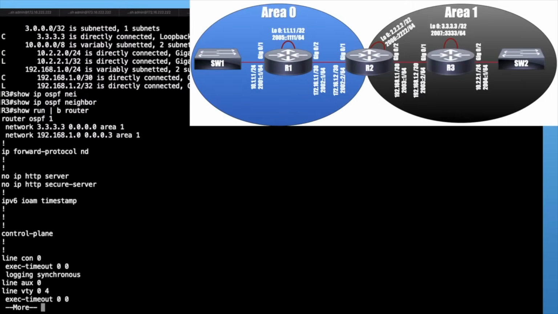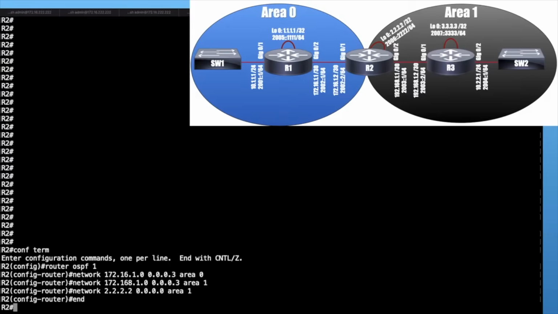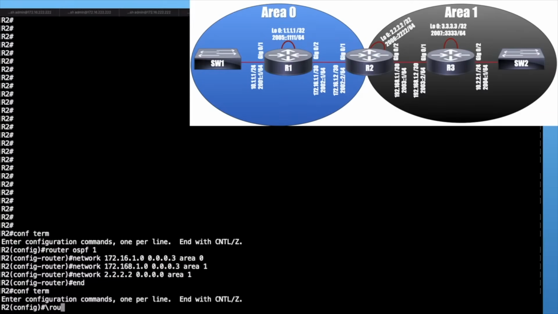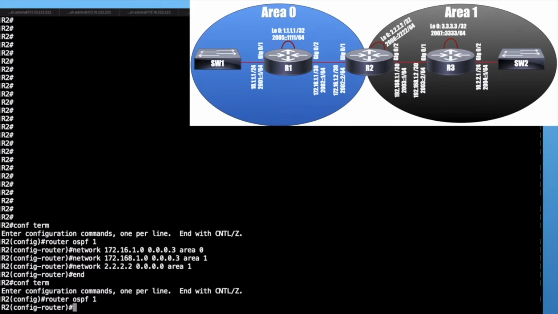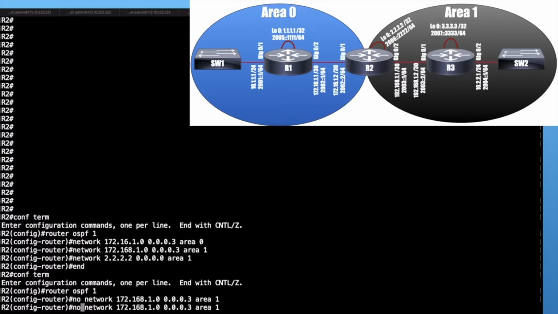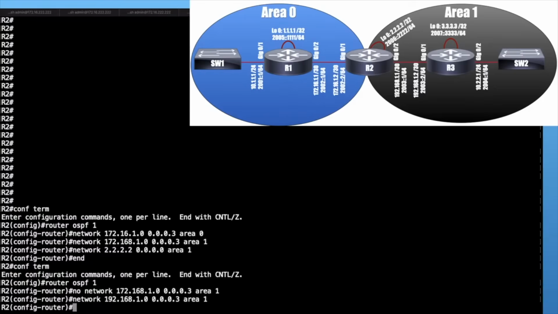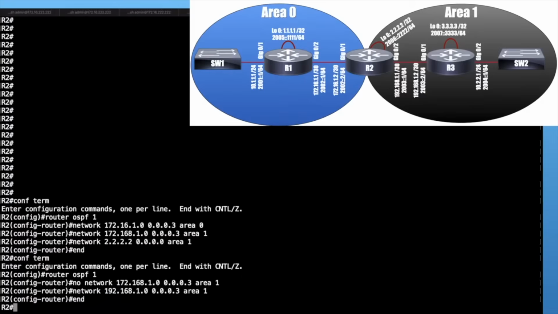192.168.1.2, that's area 1. Okay. Let me go check my config on... Oh, yeah. Here, I mistyped this. Typo, my bad. This should not have been 172.168. It should have been 192.168. Let me fix that. Router OSPF 1. This is on R2. Let's get rid of this command. Mistyped that. Should have been 192, not 172. Okay. Hopefully that'll make things better.